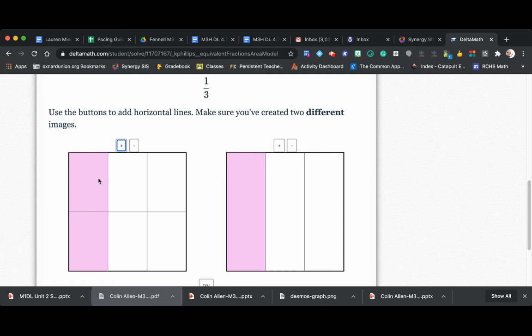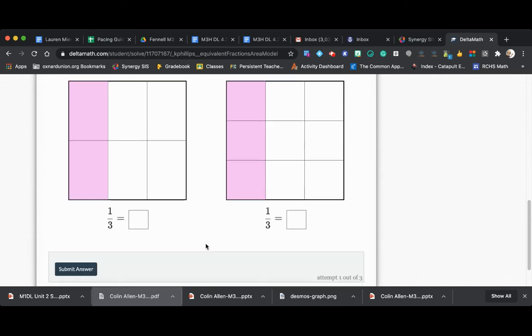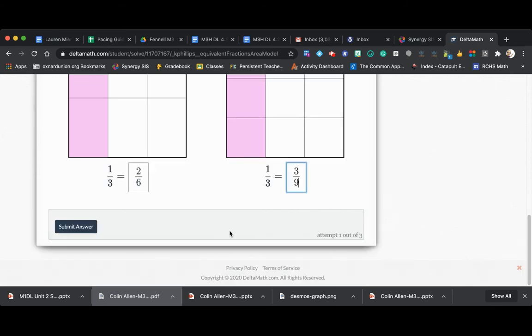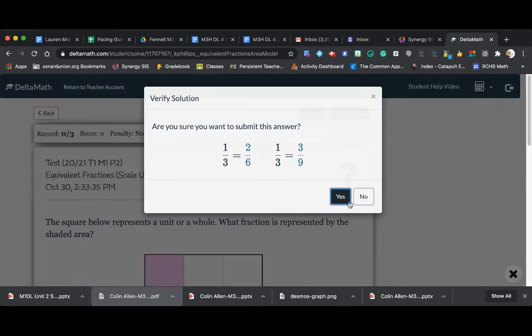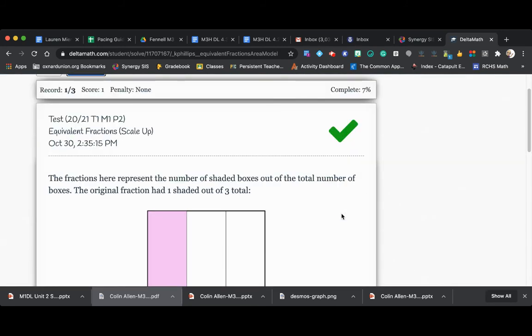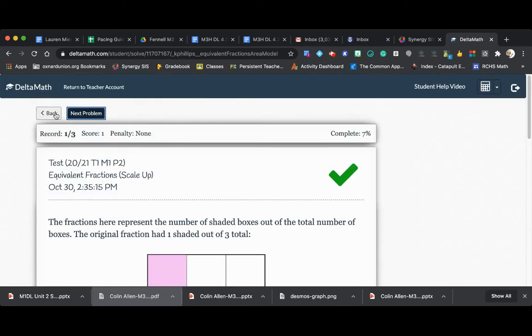So we could add, that's the same as 2 out of 6 pieces, right? 1 out of 3 is the same as 2 out of 6. And then you could do 2 more. So 3 out of now 9 pieces should be equivalent. So 1/3 is equal to 2 out of 6. It's also equal to 3 out of 9. Sweet. So hopefully those make sense.